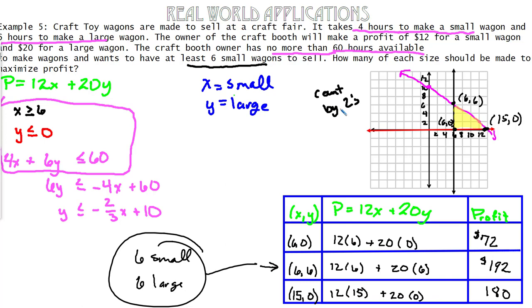Time can't be negative, and he's going to have at least 0 of the large wagons, but he wants to have at least 6 small wagons. So what can he do to maximize his profit? And when you do this, you see that his maximized profit is going to be 6 small and 6 large.